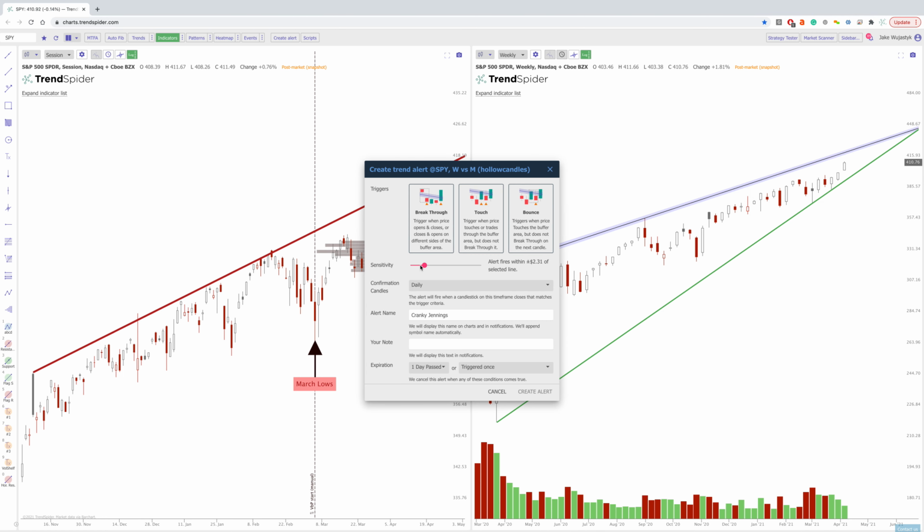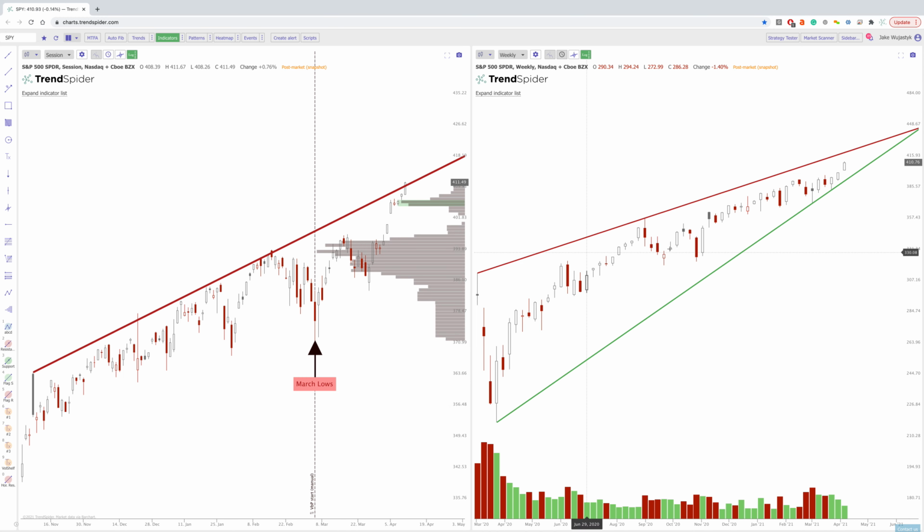So if this would be a target for you to watch, or you want to watch anywhere around this line, you can always use an alert with that sensitivity, which allows you to have a buffer area around the exact trend line that you're focusing on. In this case, you could make it as big as you want. Choose either if the price touches anywhere within this purple area, or if it actually only breaks through. You don't really need the sensitivity, you just need to know when the price actually breaks through that line.